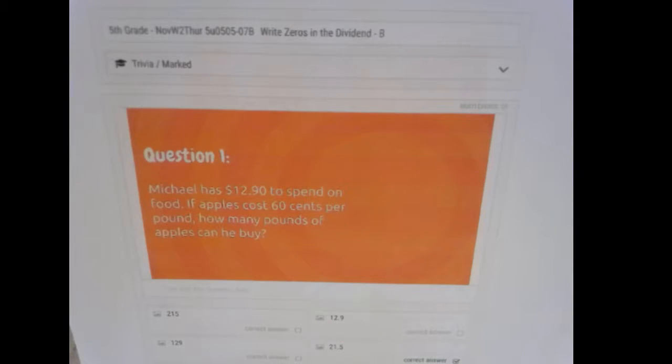Okay, hello. We are doing some more division with decimals and zeros and adding zeros and moving the decimal point. This time we have some word problems though. So we have $12.90 to spend on food. We're going to see how many apples we can buy. If they are 60 cents per pound, how many pounds of apples can we buy?